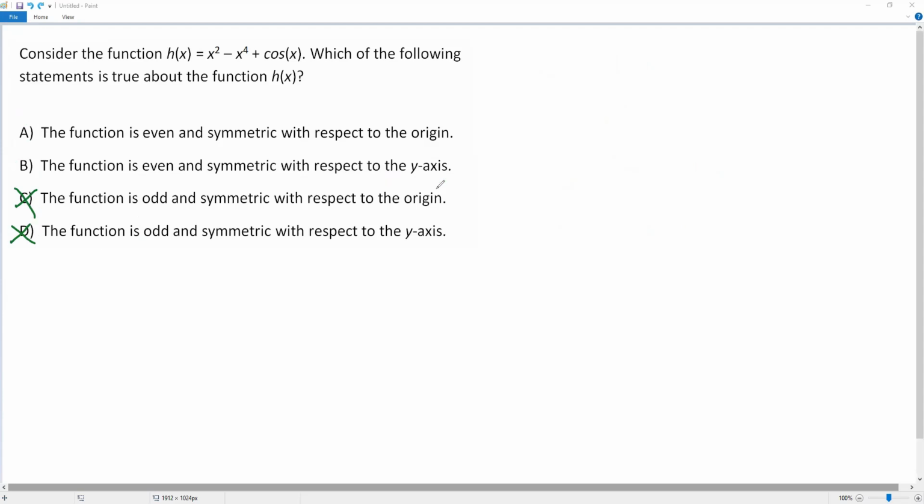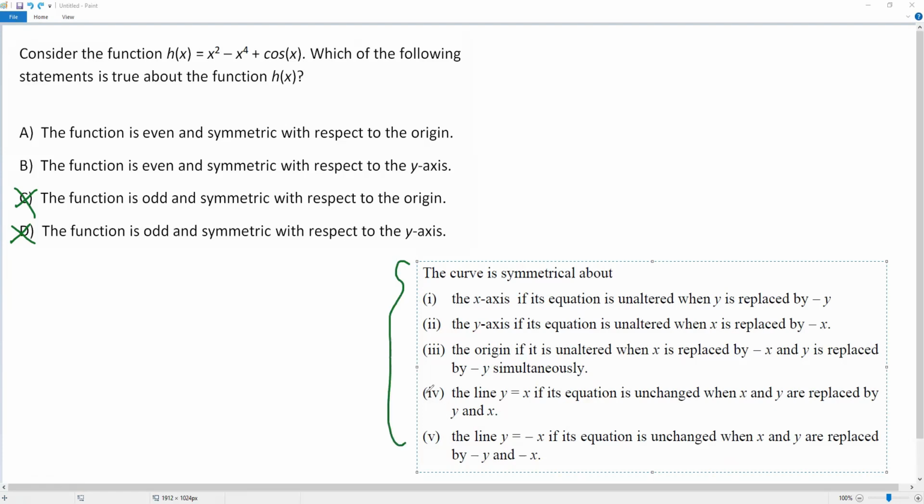Okay, let me get that. Here we have the properties of symmetry. Let's consider answer choices A and B. In answer choice A, the function is symmetric with respect to the origin. In B, it is symmetric with respect to the y-axis. So we can consider the second and third points here, because they give the information about symmetry with respect to the y-axis and the origin. Let's check this one first. When x is replaced by negative x and the equation is unaltered, then the equation is symmetric with respect to the y-axis.